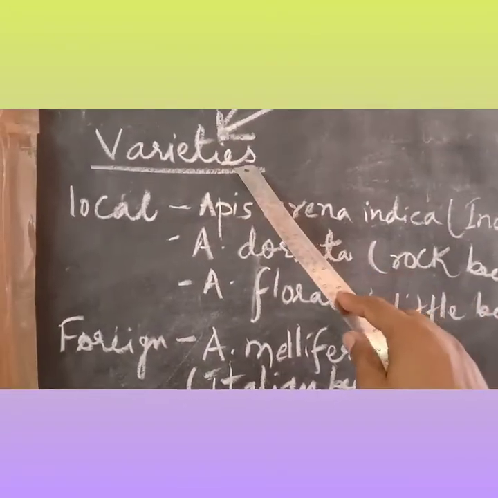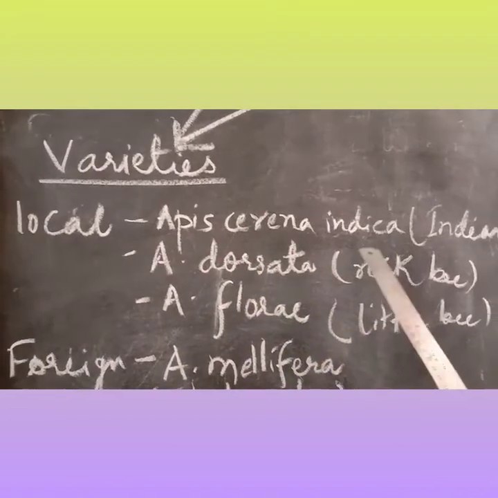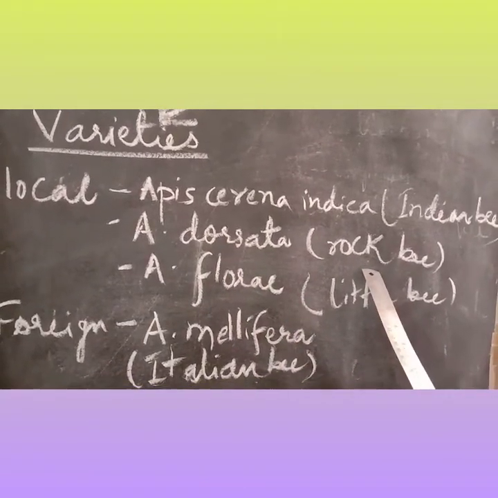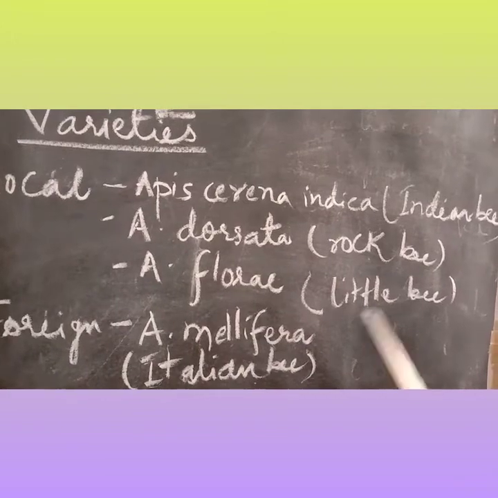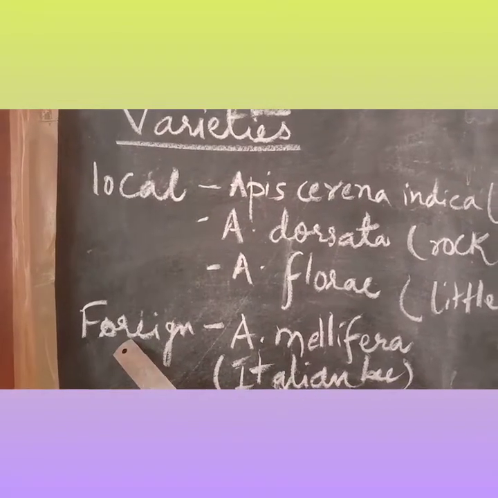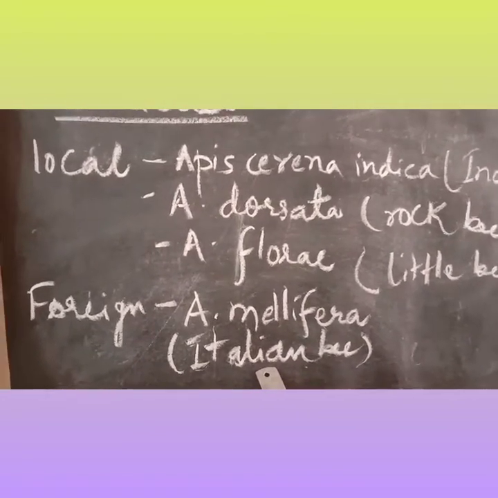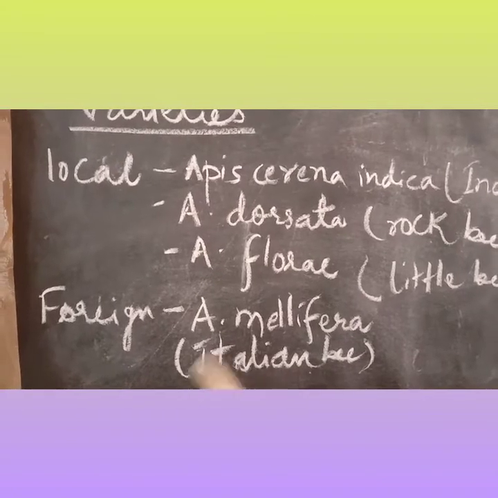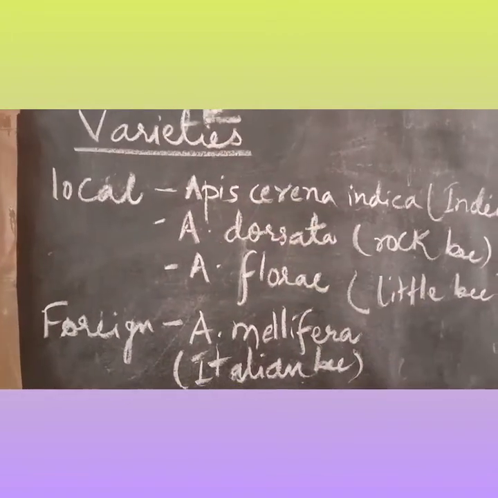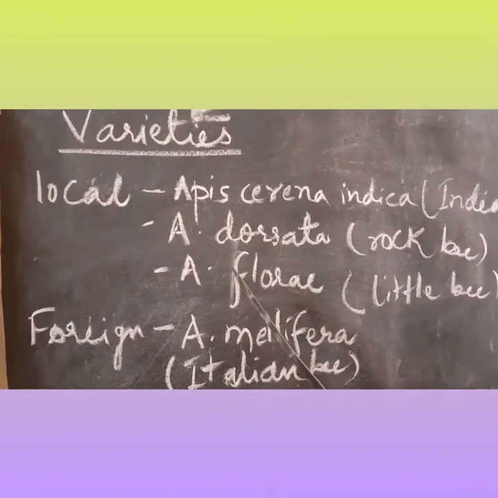So beekeeping is done with the local varieties of honeybees also. For example, Apis cerana indica, which is commonly called the Indian bee, A. dorsata, which is commonly called the rock bee, and A. florea, which is commonly called the little bee. And along with these local varieties, farmers use foreign varieties also, and among them the Italian bee is the most favorable one for persons involved in beekeeping, and its scientific name is A. mellifera. Now let's see the basis on which farmers select a particular variety of honeybee.